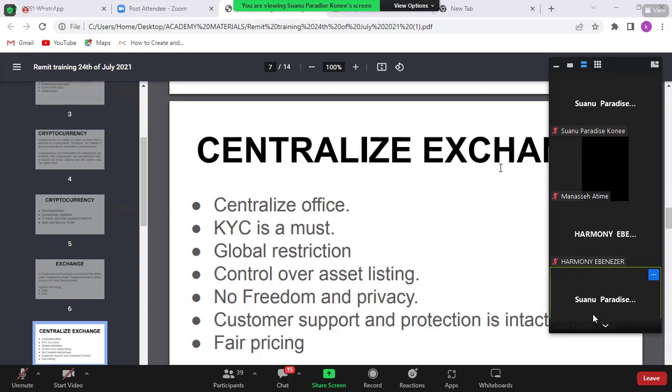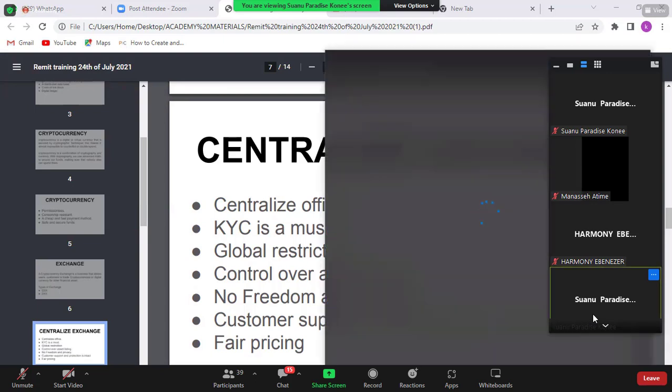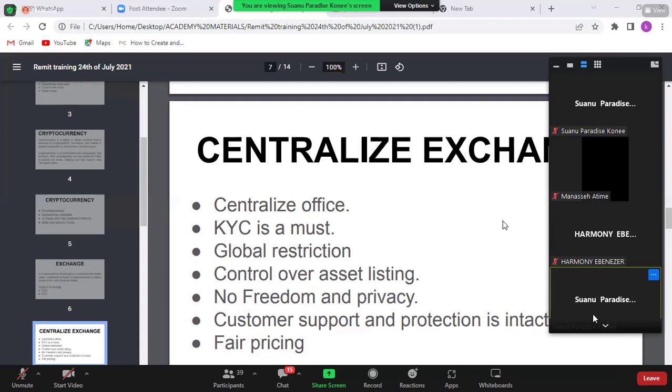Now, let us proceed. Listing is having these currencies, having these assets listed, having these assets tradable on an exchange for you to buy and sell them. You need to have them running on that exchange for you to buy and sell them. And if they are not listed, you cannot buy and sell them. So for you to, let's say, have Ethereum on Binance means Binance has listed them.